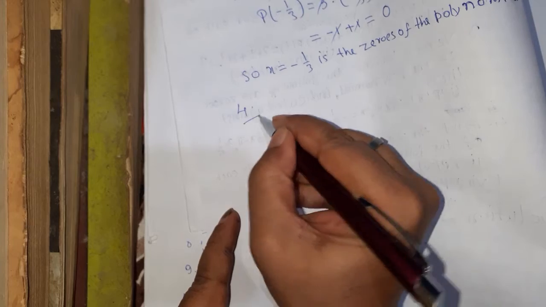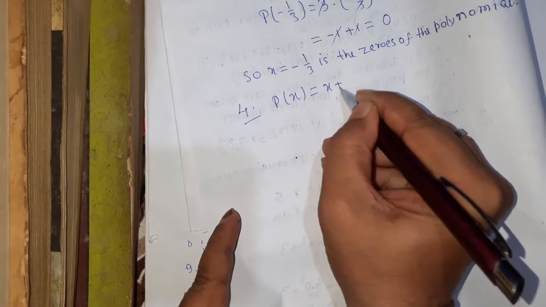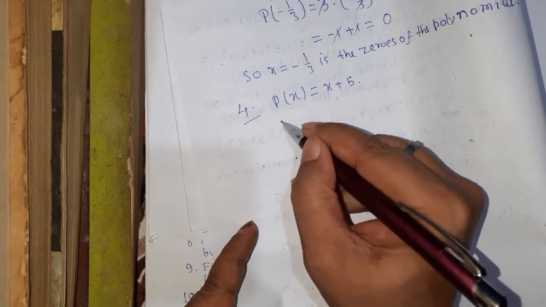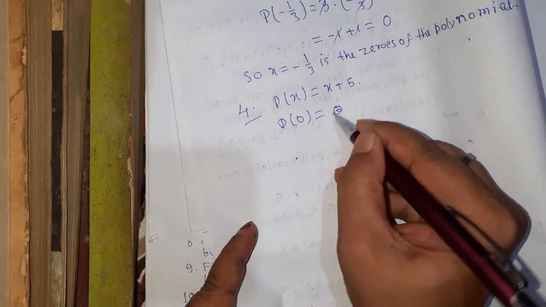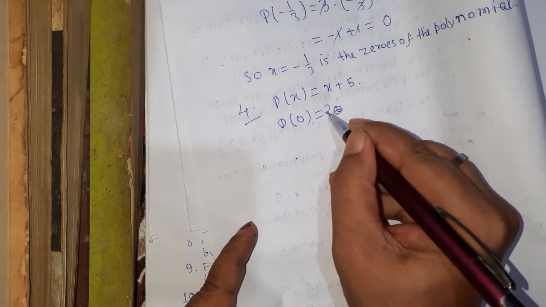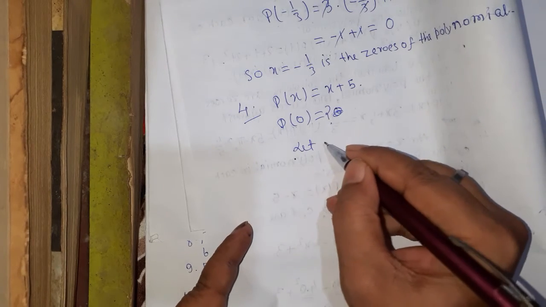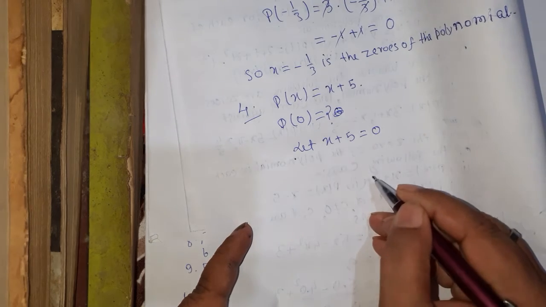Let us start. Here p(x) is equal to x plus 5. We have to evaluate p0 is equal to what? Sorry, what? Let x plus 5 is equal to 0.